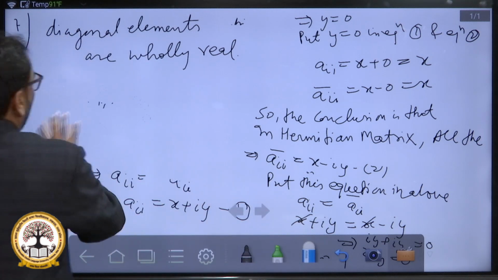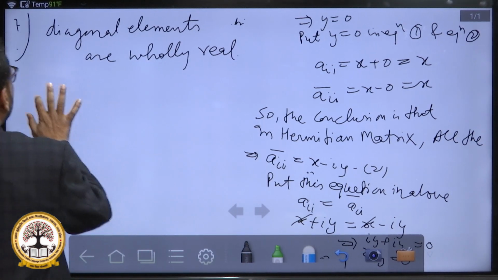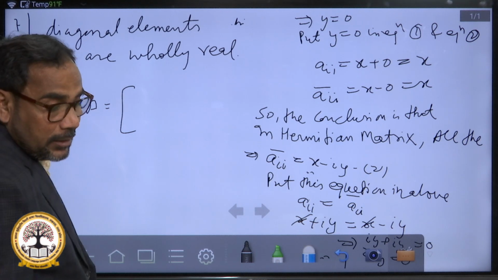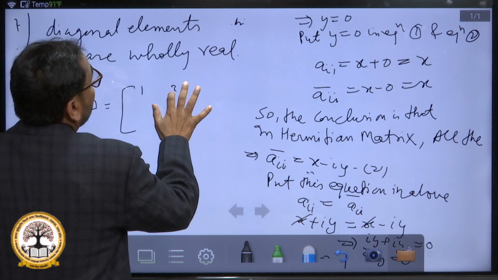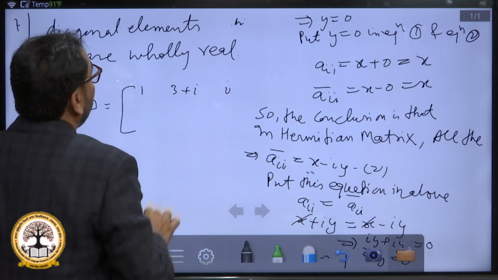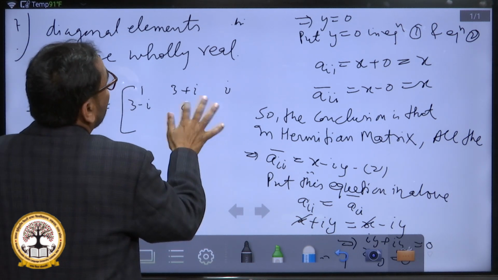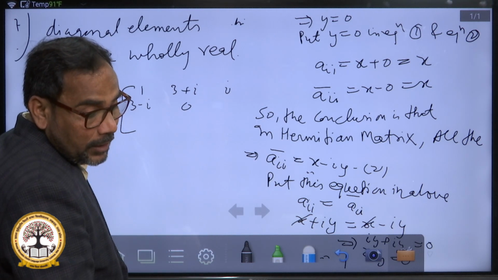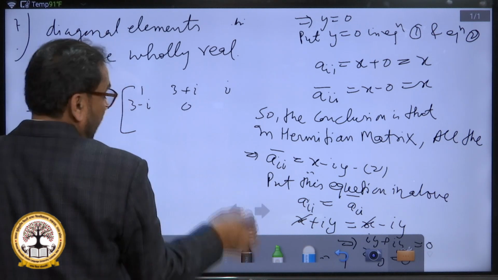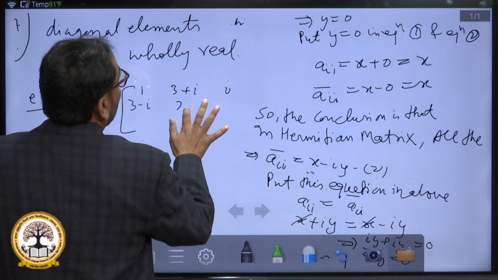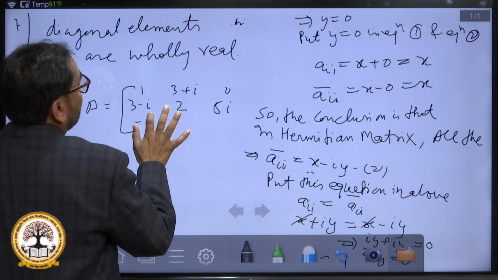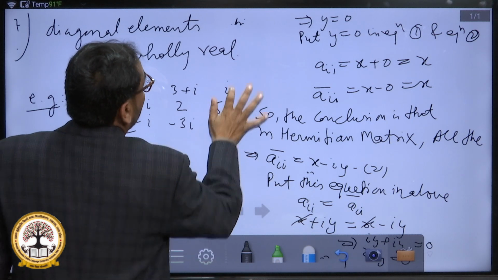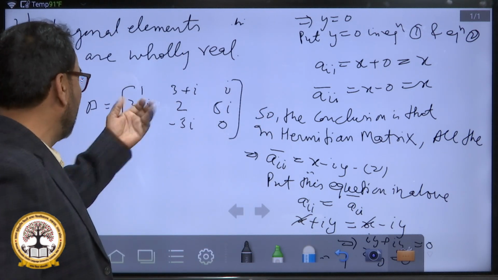For example, the matrix A is equal to 1, 3 plus i, 2, then 3 minus i, 0, 5i, then 2, minus 5i, 0. This is the matrix in Hermitian matrix.